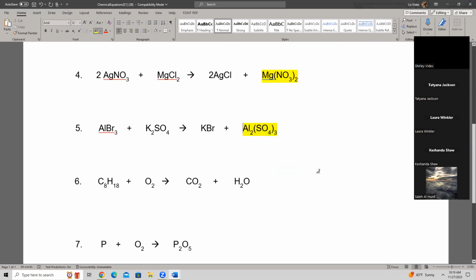So that's the most complicated one. Let's look at what we see. We have 3 of them, and how many over here? 2. 1. So we need a 3 in front of it. And that gives us how many potassiums? 6. So we need to put a 6 in front. And that gave us, put a 2 in front of the AlBr3. Perfect. You see that?